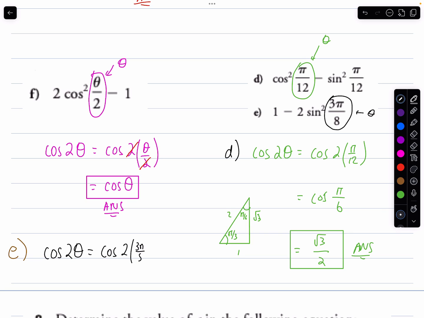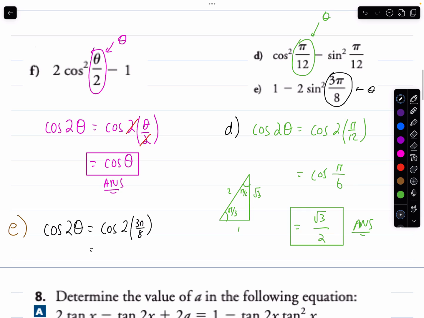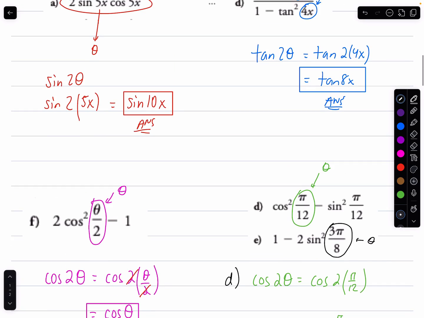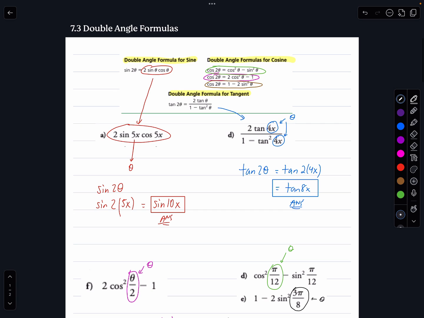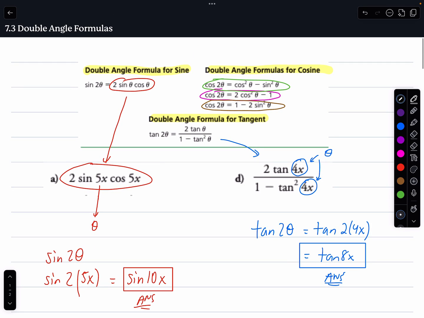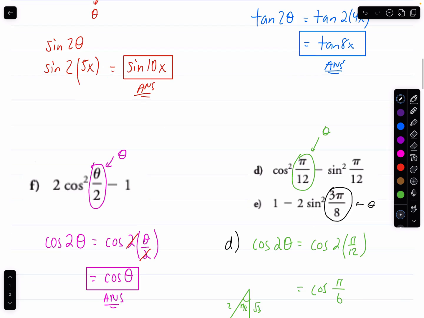And then when we simplify this, we'll get cos 3 pi over 4. And we can leave our answer just like that. So the main purpose of these questions, guys, is to really just identify from the question which double angle formula we are talking about, and then finding theta. The main thing is we got to find theta. That's how we can solve for the left side of the equation once we find theta.